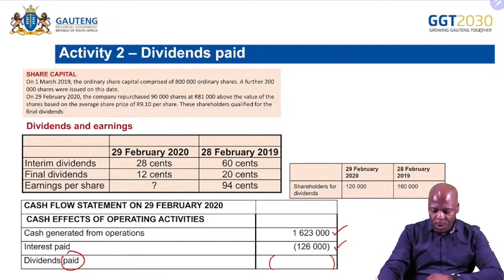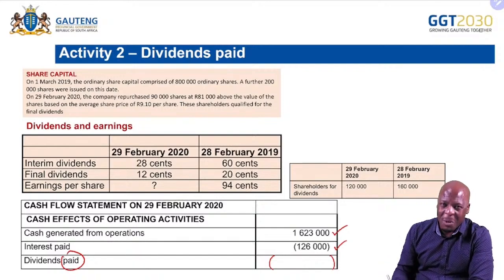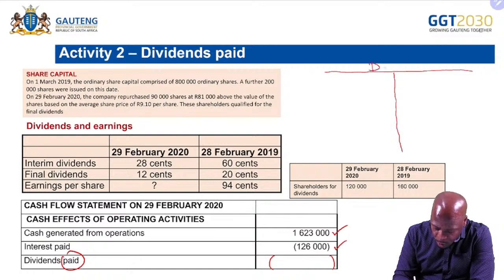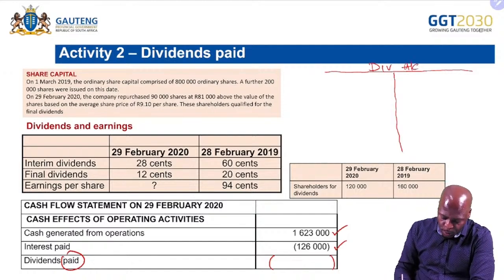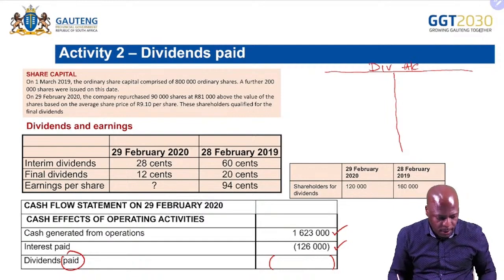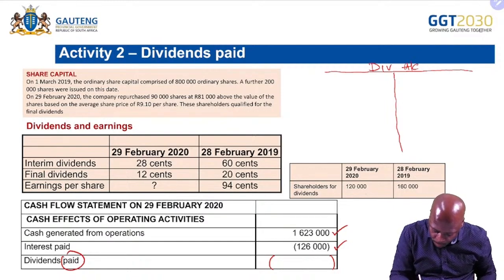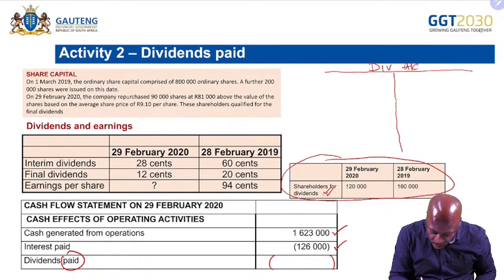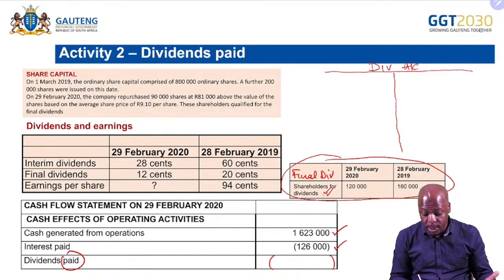Now, I want to open a quick T account, and I want you to come with me as I open this quick T account. I'm going to open an account which I'm going to call my dividends account. All right. So, the first thing that you have to think is, this is my extract of the balance sheet. You can see here shareholders for dividends. Once it says shareholders for dividends, these are my final dividends.